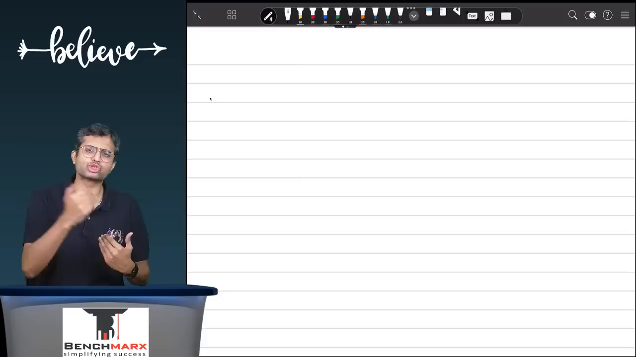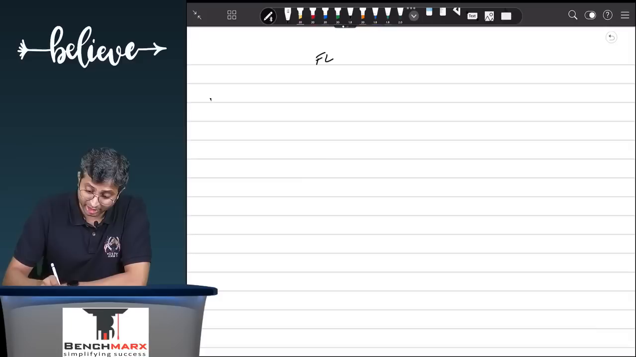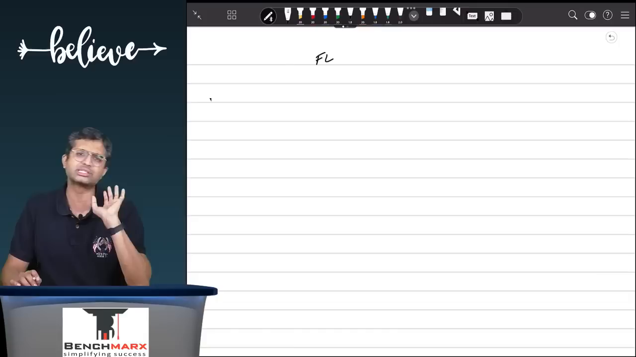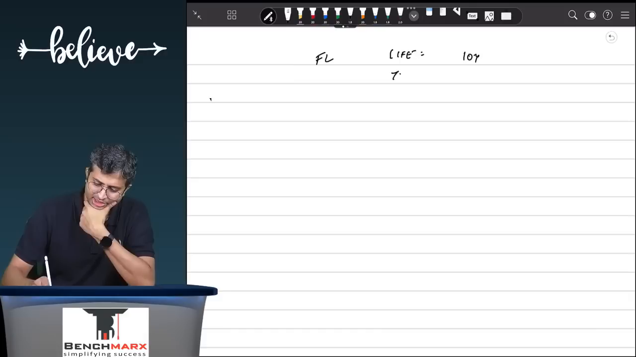So, let us say the lessor had originally treated this lease as a finance lease, in which case the lessor must have shown a lease receivable. The lessor must have derecognized the asset. Let us say the life of the asset was 10 years. The lease term originally was also 10 years.